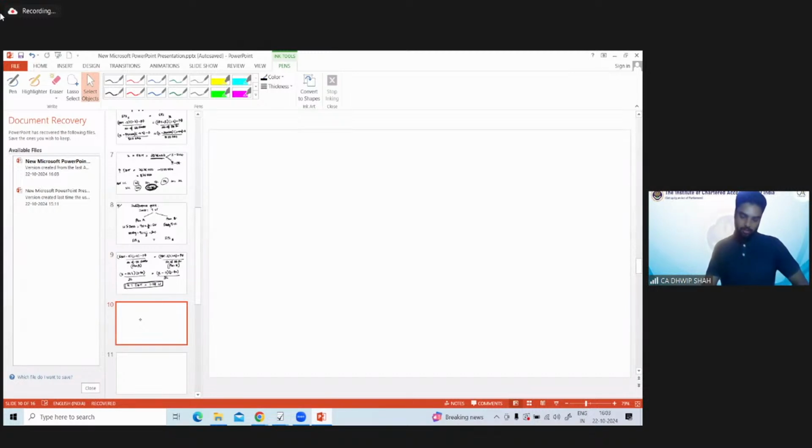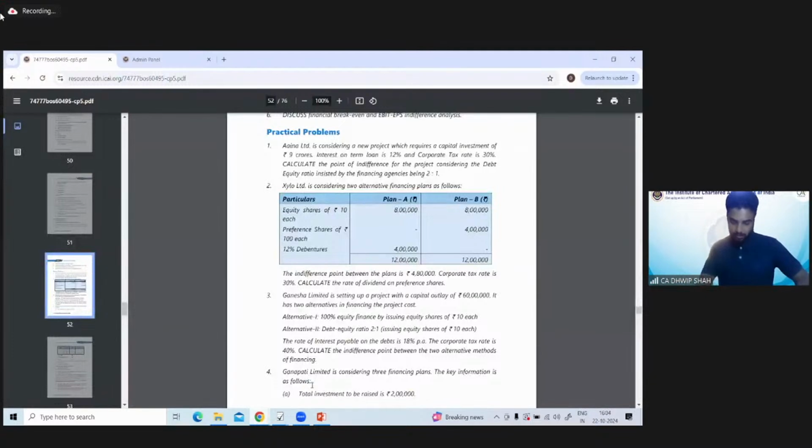So now let's solve question number 2. Question number 2. Silo Limited is considering two alternative financing plans as follows. Plan A consists of equity and debt. Plan B consists of equity and preference. The indifference point between the plans is 480.